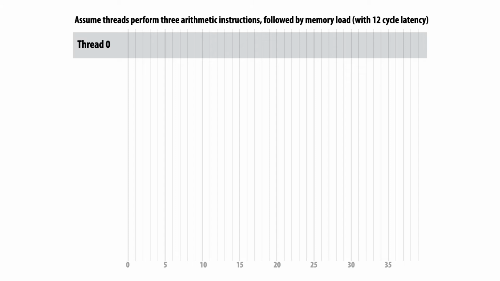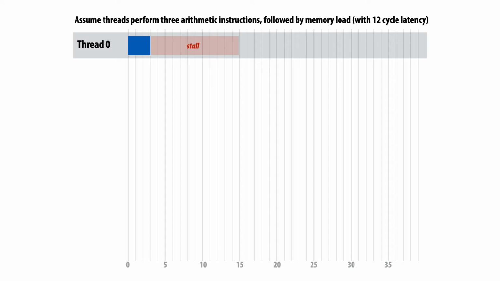So let's imagine we're running a program that has this pattern of instructions where a thread performs 3 arithmetic instructions, like adds and multiplies, followed by a load that takes 12 cycles. It'll look a little bit like this. Thread 0 is on the processor. Let's say the processor runs 3 instructions from thread 0. And then comes that memory load. And so we can't run any more instructions for thread 0 for the next 12 cycles.